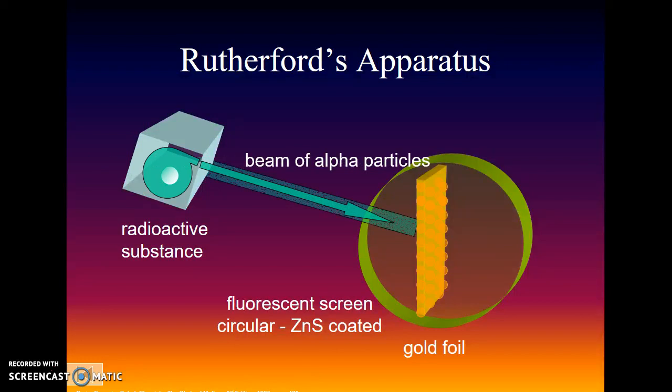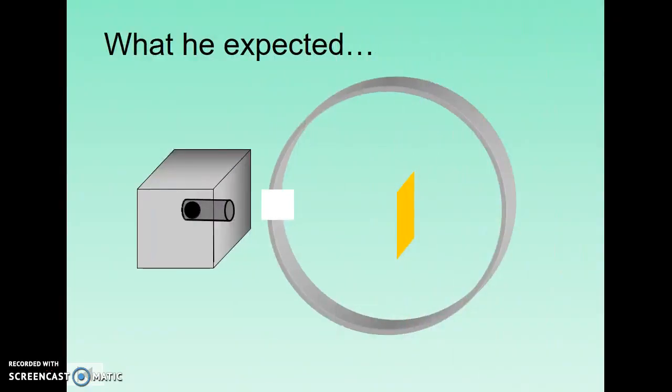The radioactive source, which was polonium, sent out a beam of alpha particles, and most of them traveled straight through the gold foil and hit the screen behind, which was okay, but then there were a few of them that were deflected quite dramatically. And so this is what he expected.